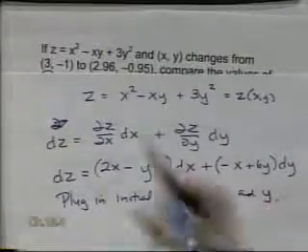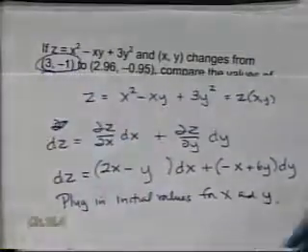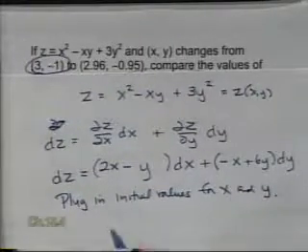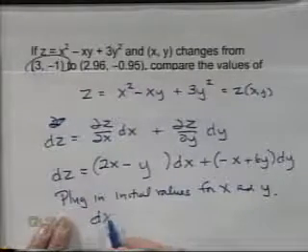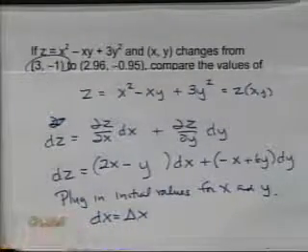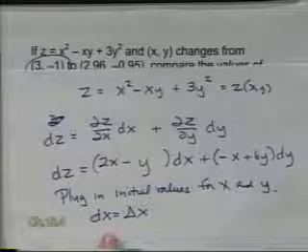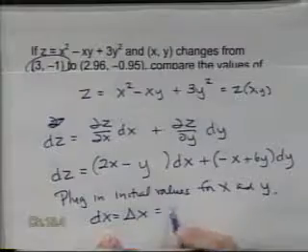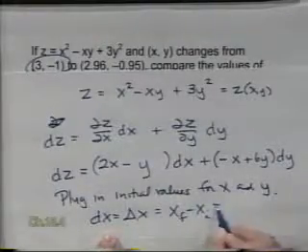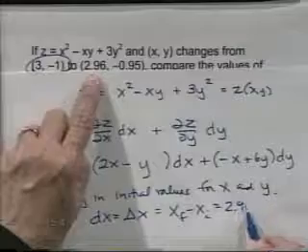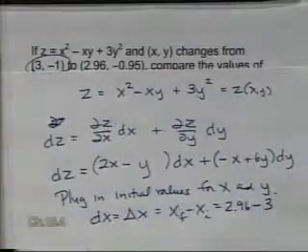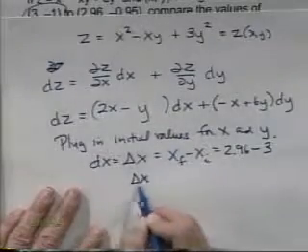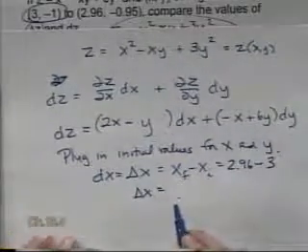All right? So our initial values were x was 3 and y was -1. We're going to do that in a second, but also for dx, we plug in delta x. Now what's delta x? How much did x change? It's always x final minus x initial. So it's 2.96 minus 3, which is, what is it? Delta x, or dx, is going to be -0.04.